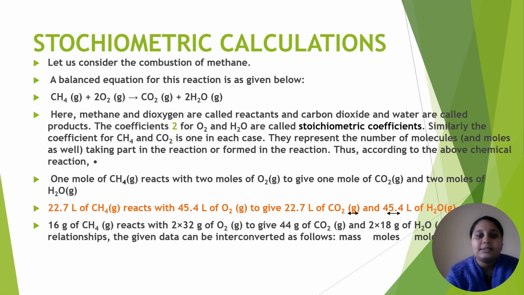So the next is stoichiometry calculation. Let us consider the combustion of methane. A balanced equation for this reaction is given below. CH4 plus 2O2 give rise to CO2 plus 2H2O. Here, methane and dioxygen are called reactants and carbon dioxide and water are called products. The coefficients 2 for O2 and H2O are called stoichiometric coefficients.